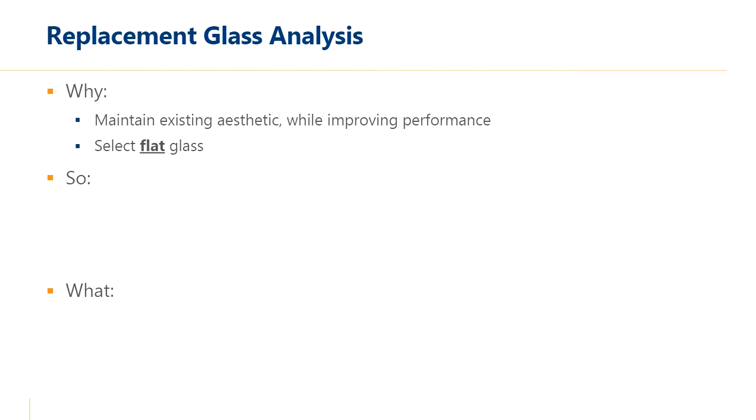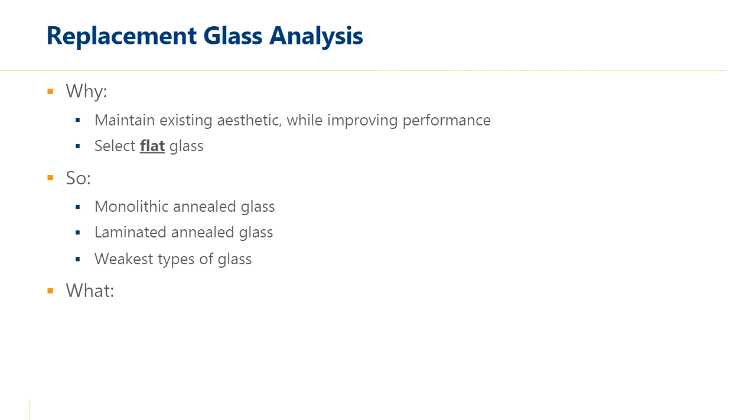And that drives us to select the flattest glass that we can find. And commonly what that consists of is either monolithic or laminated annealed glass. And they happen to be the flattest and also the weakest types of glass in their respective categories. So what kind of analyses does that drive us to perform? The first, as Martina discussed earlier, was more of a code review of safety glazing requirements. If safety glazing is required in a specific application or hazardous location, it would drive us to selecting laminated annealed glass.